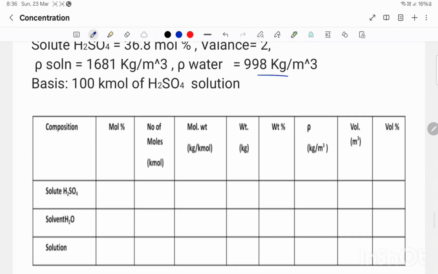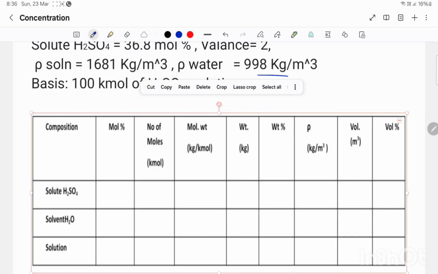Now let us solve the problem. So the data given in the problem is mole percentage is 36.8. So from this we have to calculate what is weight percentage, volume percentage.